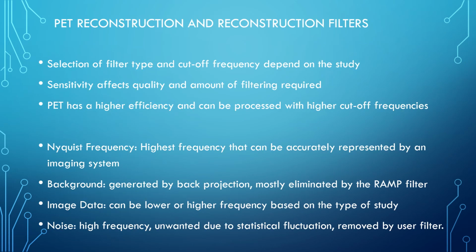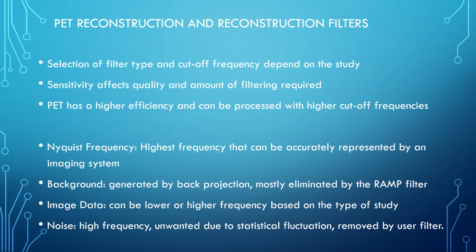PET reconstruction and reconstruction filters, the filters are important for PET. The selection of the filter type and the cutoff frequency will depend on the study. Sensitivity affects the quality and the amount of filtering that's required. PET does have a higher efficiency and can be processed with higher cutoff frequencies. Nyquist frequency is an important term. That's the highest frequency that can accurately be represented by the imaging system.